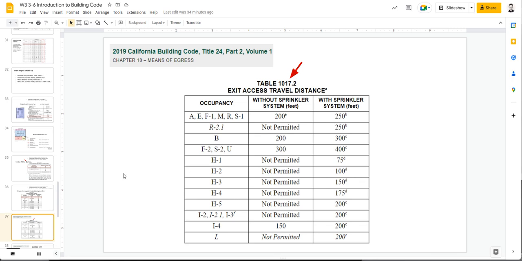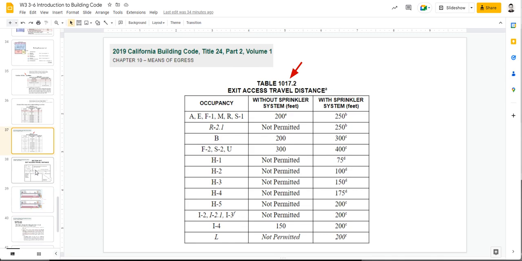Very little change. Okay. So what do you mean by exit access travel distance?